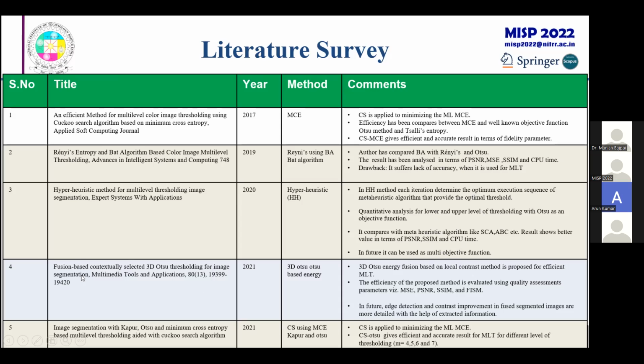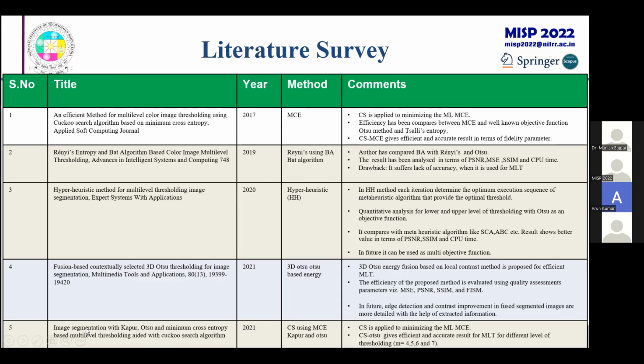In the fourth one, fusion-based contextually selected 3D OTSU thresholding for image segmentation. In this paper, 3D OTSU based energy has been used for local contrast, based on the local contrast method for efficient multi-level thresholding. They also conclude their parameters in terms of PSNR, MSE, SSIM, and FSIM.